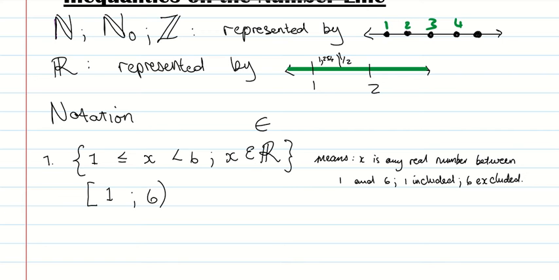Because there's a square bracket, and a square bracket means included. Now if a square bracket here means, I'm talking about this one here, that square bracket there indicates to me 1 is included. And how do I know in this notation that 1 is included? Because X is equal to 1 or greater than 1. Okay, but less than 6.